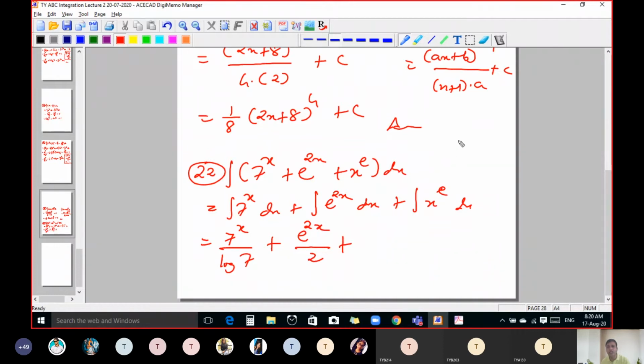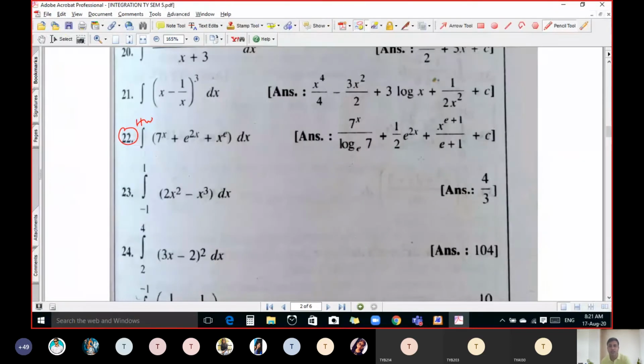e is a constant number. Its value is 2.7183. This is the value of e. But consider this as a constant like n. So the answer is x raised to e plus 1 upon e plus 1 plus c. This is our final answer. See, there is a difference between e raised to x and x raised to e. So for e raised to kx you have to use this rule, and for x raised to e you have to use the rule for x raised to n. So that is the answer for question number 22.